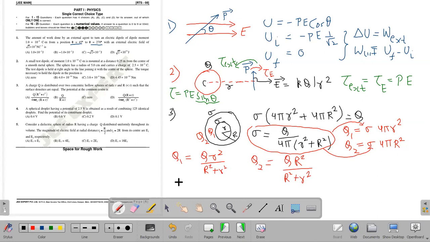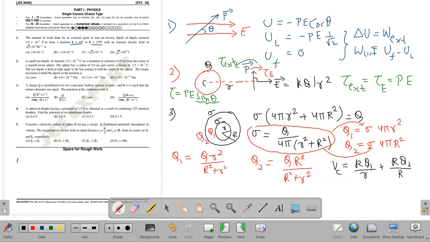Now we have to find the potential at the common center. The potential at this common center will be the potential due to the inner sphere, which is KQ1 over small r, and also the potential due to the charge of the outer sphere, which is K times Q2 divided by capital R. Both the spheres create some potential at the center point. Just put the values of Q1 and Q2, and you will get your answer.